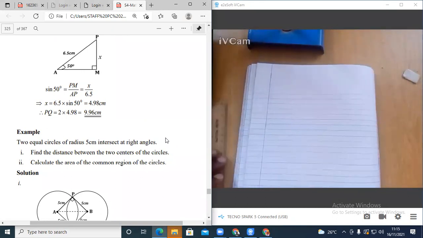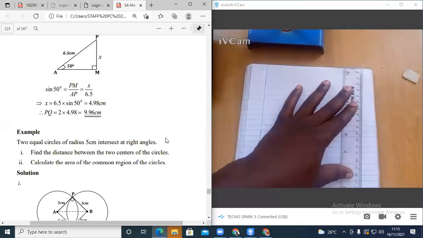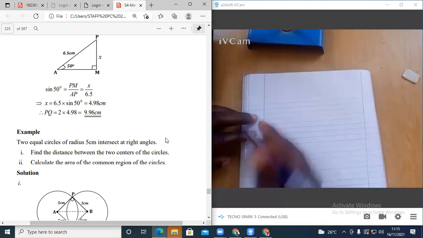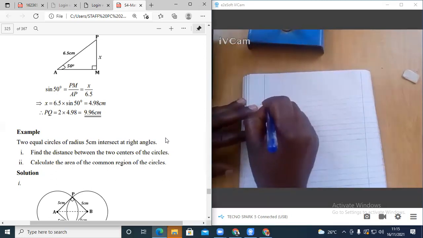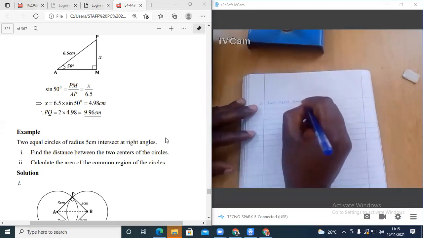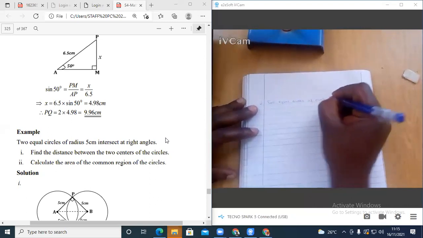Okay, so let us look at the next question. They are saying that two equal circles of radius 15 centimeters or 5 centimeters intersect at right angles. So we write number 2. They're saying two equal circles. You must write, that's why I'm writing, and you must write faster than me.